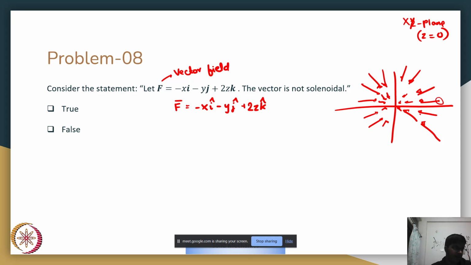So, solenoidal. Does anyone remember the definition of solenoidal? If the dot product of grad with the vector field is 0, then we can say that the vector field is solenoidal. Yes, so this is for solenoidal. And this grad dot F is essentially called the divergence. So what does divergence mean in a physical sense?